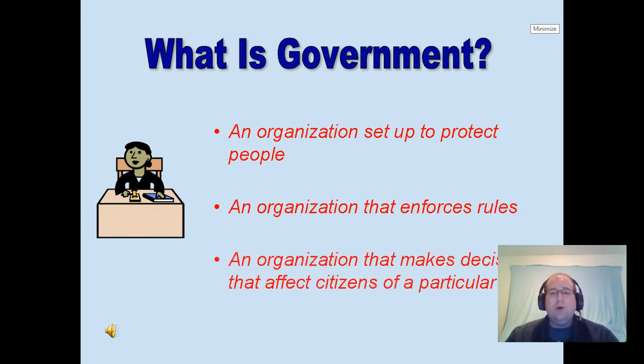It's also an organization that makes decisions that affect citizens of a particular place. So what place are we talking about? That's right, the United States. And where do we live in the United States? That's right, in Kansas.